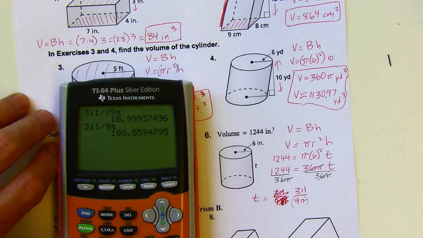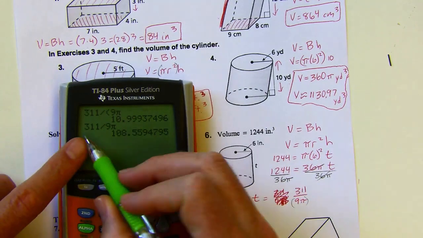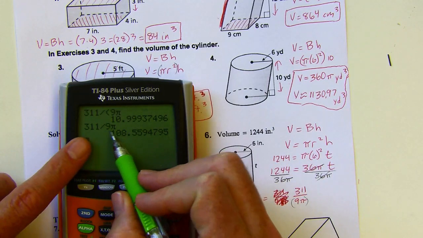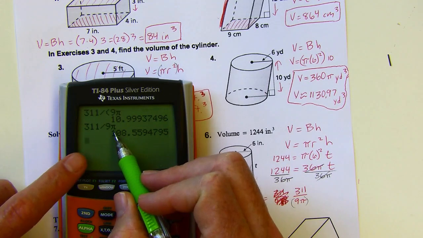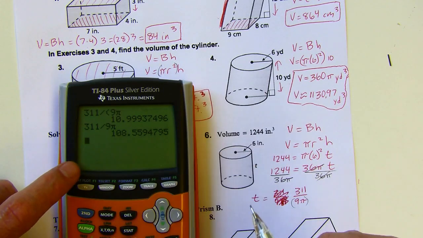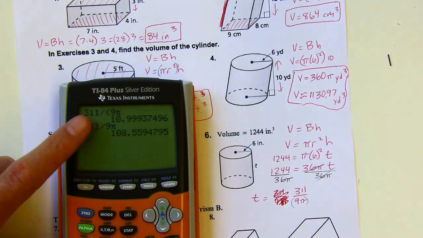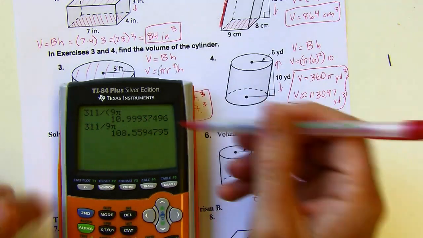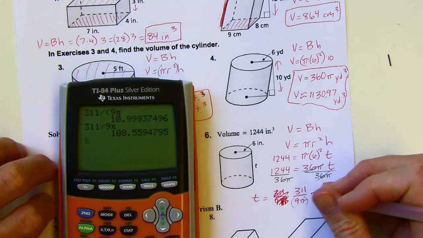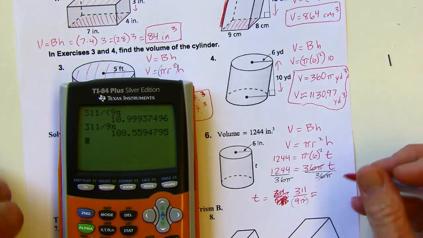I got a different answer because my calculator did 311 divided by 9 and then multiplied the result by pi afterwards. It didn't know that the pi was in the denominator. Okay, so the 10.999 number is the correct one. So I'll round that to 11.00.